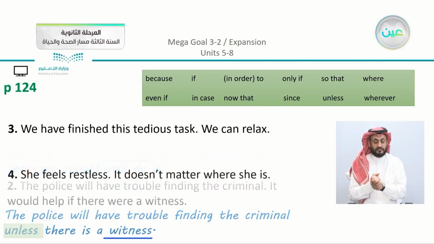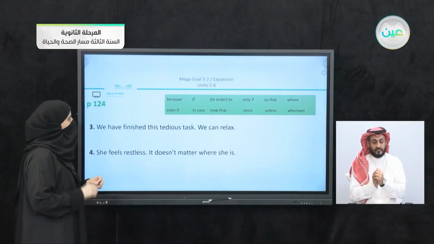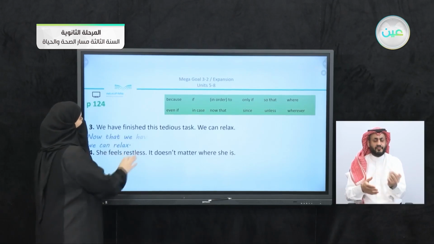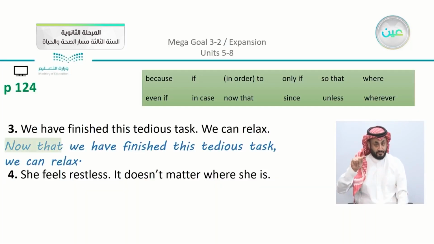Moving on, we have number 3. We have finished this tedious task. We can relax. So we're going to combine the two sentences and say, now that we have finished this tedious task, we can relax. So you can see that I used it at the very beginning of the sentence, which means, of course, that I have my comma.